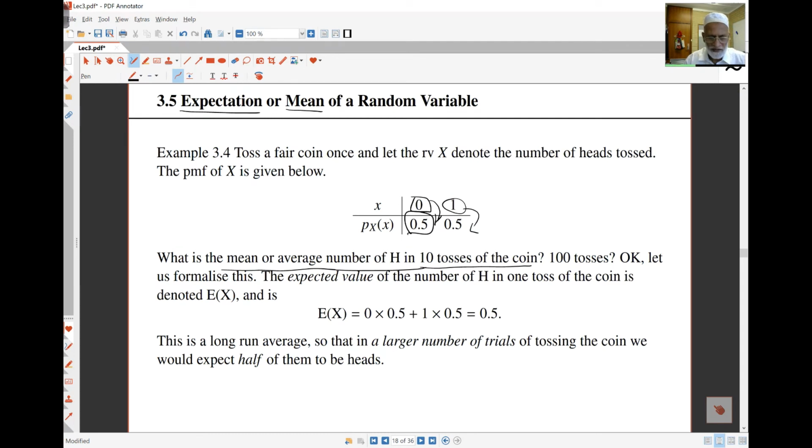In this case then, for x as the number of heads in one toss of a coin, the mean, or the E of x, is 0 times 0.5 plus 1 times 0.5, that's 0.5. In other words, that means in the long run, as an average, I will get half of the tosses giving me heads. In a single toss, of course, I don't get half a head, but it means in the long run, half of the tosses will be heads.